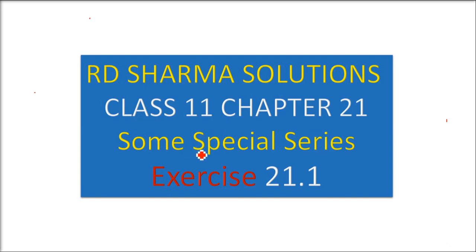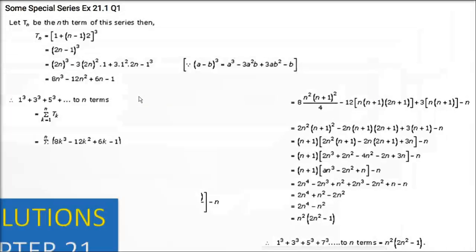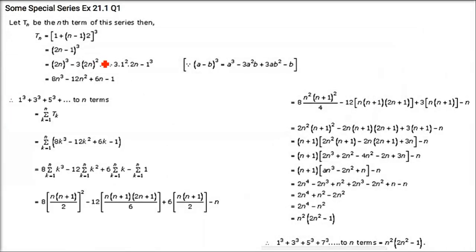We are looking at R.D. Sharma Solutions, Class 11, Chapter 21, some special series, exercise 21.1. The first question is 1 cube plus 3 cube plus 5 cube plus 7 cube. We have to find the sum of the following series to n terms.